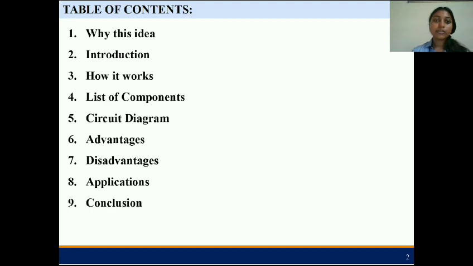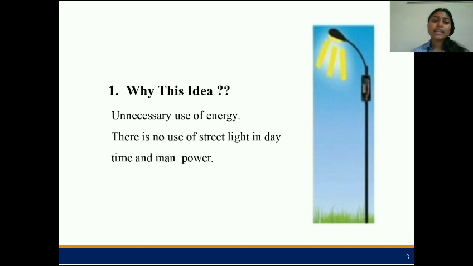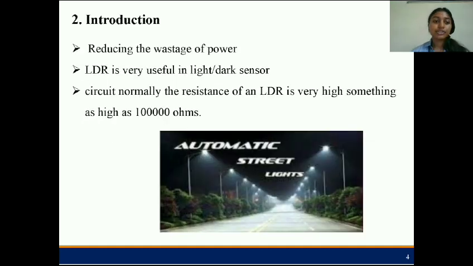Here we see the table of contents. Why this idea, introduction, how it works, list of components, circuit diagram, advantages and disadvantages, applications and conclusion. Why this idea? The unnecessary use of energy. There is no use of street light in the daytime. Introduction: reducing the wastage of power.